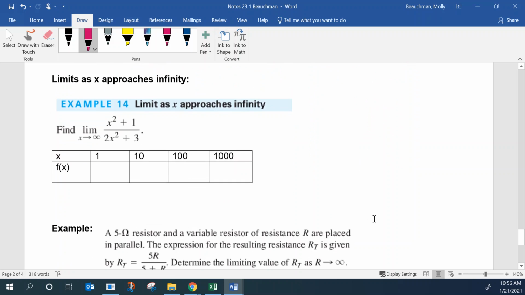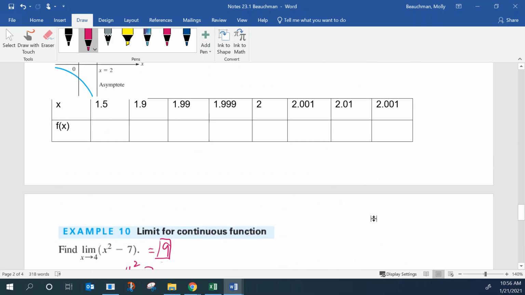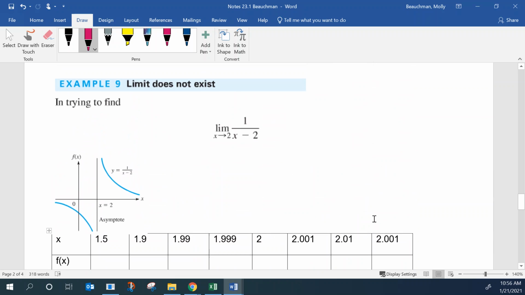All right, we want to take a look at this example where the limit does not exist. In trying to find the limit as x approaches 2 of 1 over x minus 2, we can't substitute 2 directly. It doesn't work. We get 0 in the denominator. We can't simplify it, so we're going to take a look and see what happens numerically.